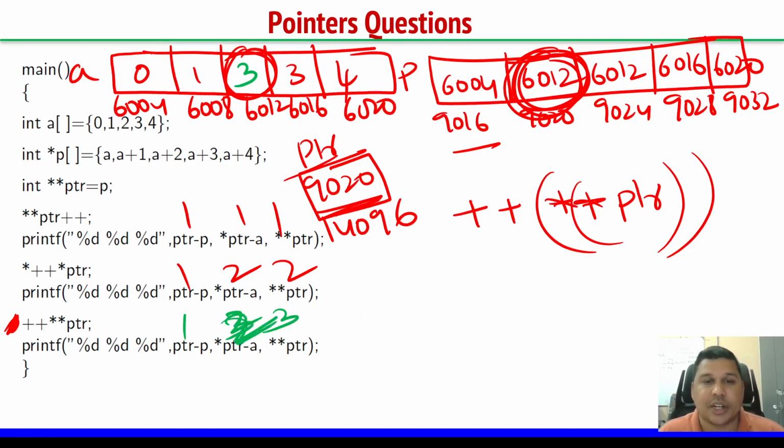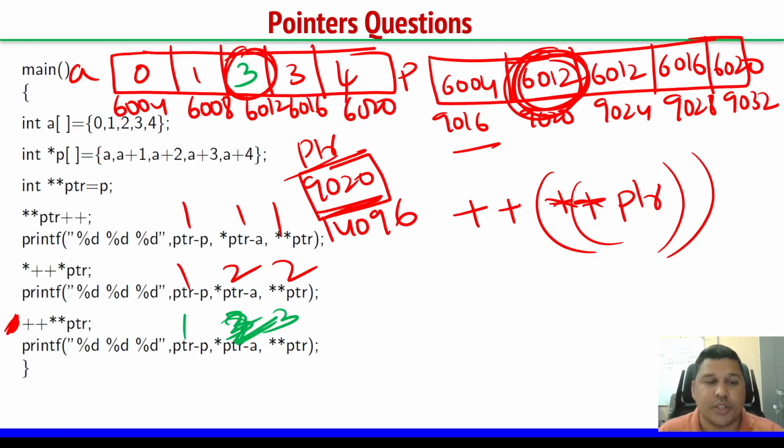Okay. Is it clear? Understood how we are solving this? Please tell, is it clear? Did you understand this?